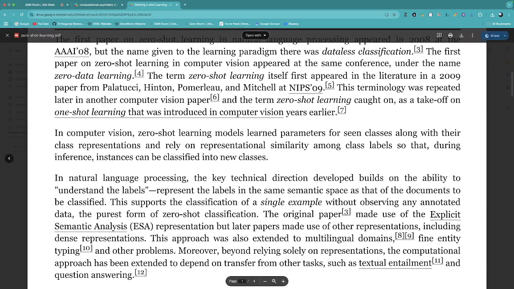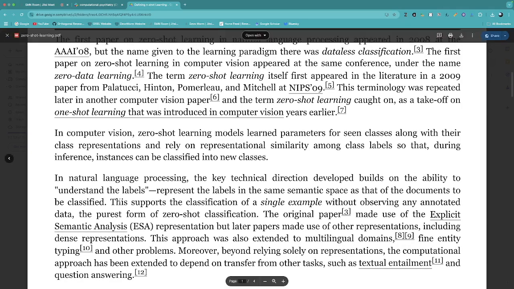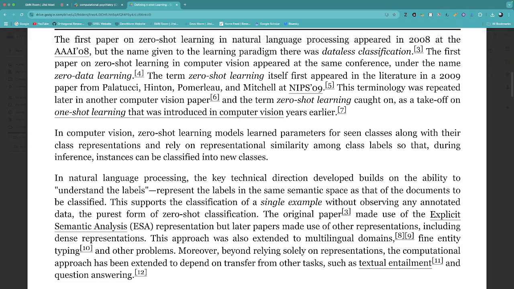In natural language processing, the key technical direction developed builds on the ability to understand the labels. That is, represent the labels in the same semantic space as that of the documents to be classified. So these labels are in the semantic space and they're connected to one another. This supports the classification of a single example without observing any annotated data.